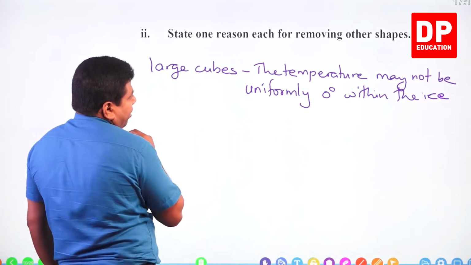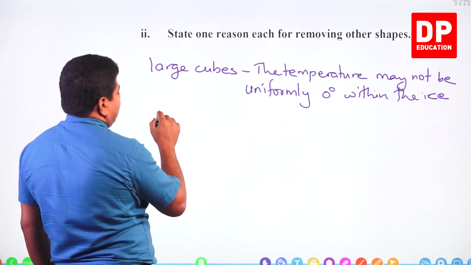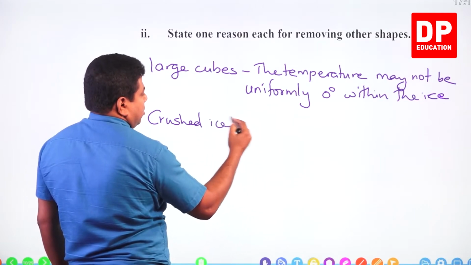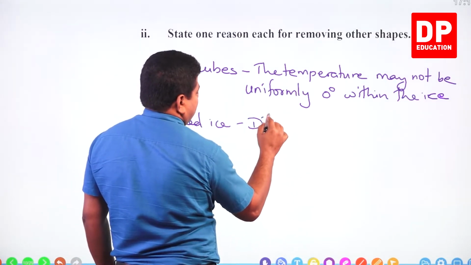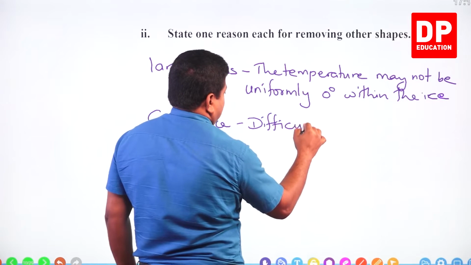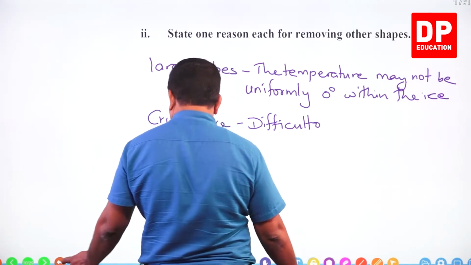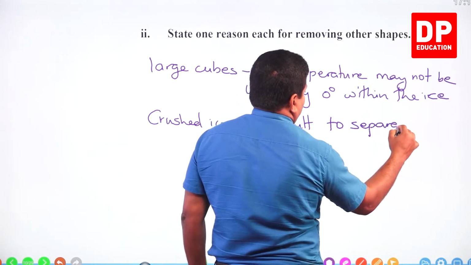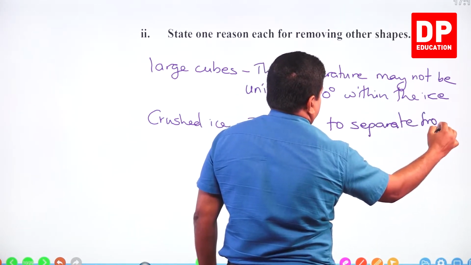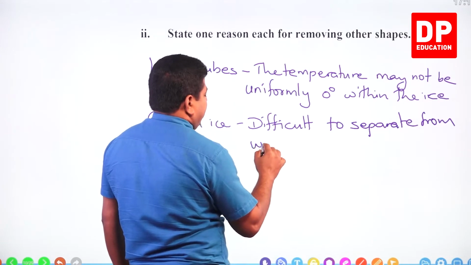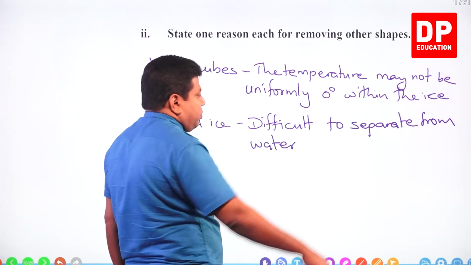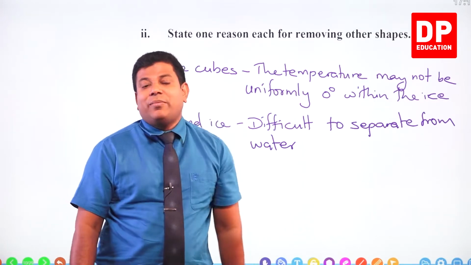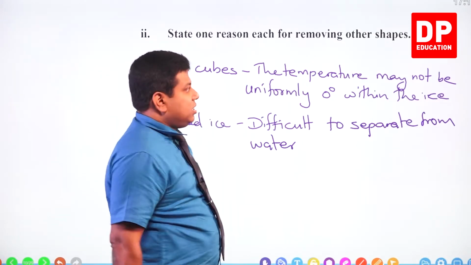And why did we avoid the crushed ice? Because it is difficult to separate from water. Difficult to separate from water. We have to put dry ice, not with water. So getting dry ice from crushed ice can be difficult.